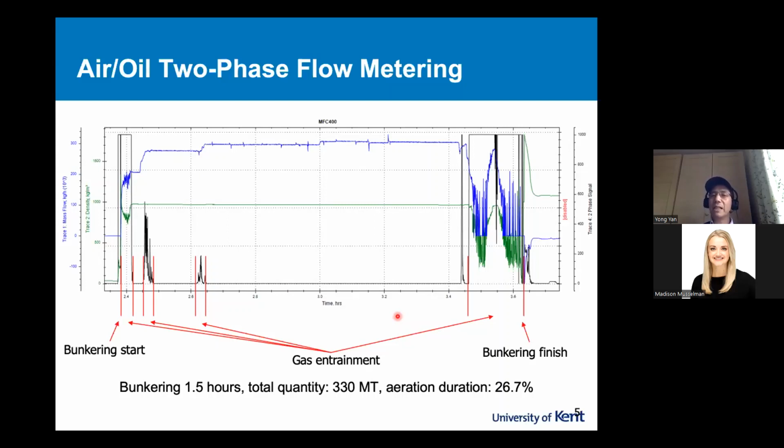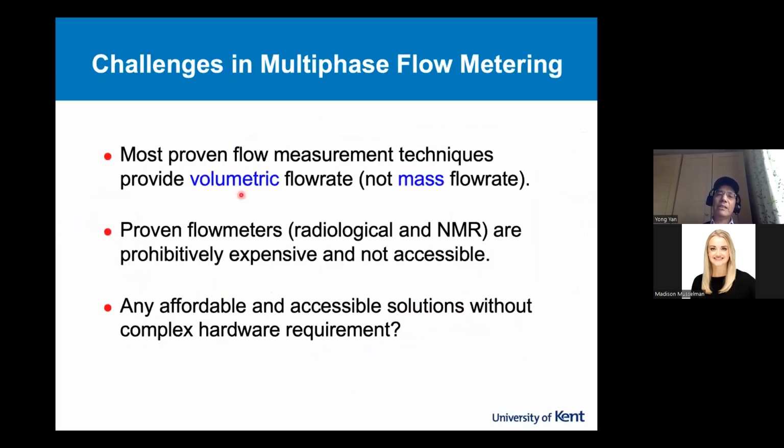So how do we measure oil in mass accurately? It's a challenge. How do you monitor oil accurately in the presence of air bubbles? Ideally, obviously, we want to measure mass flow rate, the total mass. But the most proven flow measurement techniques provide volumetric flow rate, not mass. There are proven flow meters on the market based on radiological and nuclear magnetic resonance principles. They're very expensive and not accessible, certainly not suitable for wide use across the marine or similar sectors.